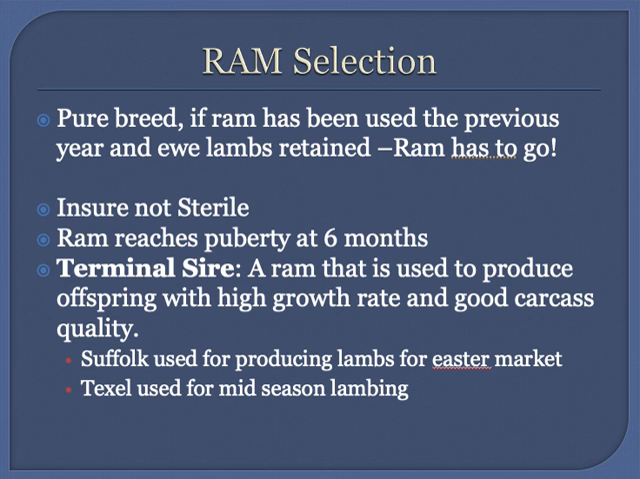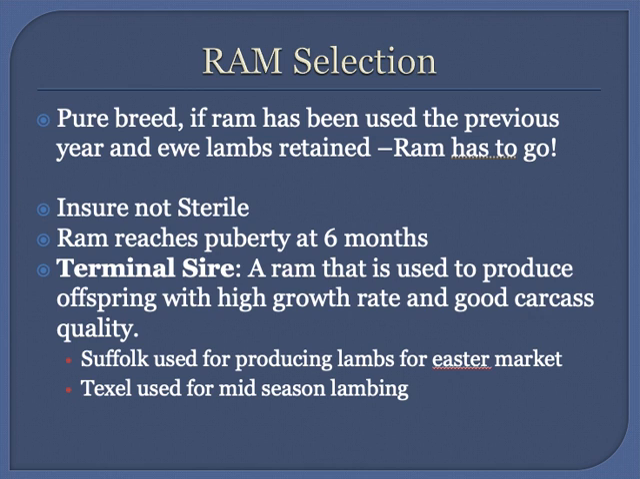Right, so in terms of ram selection then, you're looking for a pure breed ram. So if you've had a ram around and you have bred with him the year before and you've kept some of those lambs, then you have to get rid of that ram. You're not going to have pure breed ram with the same pure breed. If you're buying them in, you need to obviously make sure they're not sterile, so you need to test them. Your ram will reach puberty at 6 months, so he's ready to go at that stage.